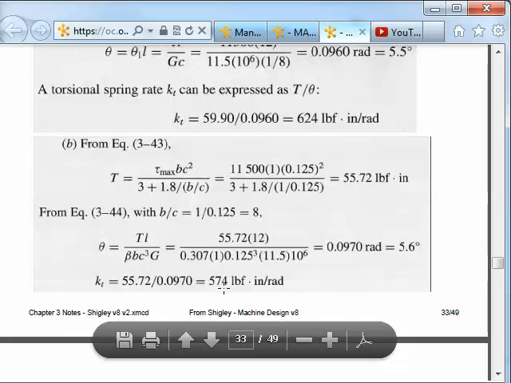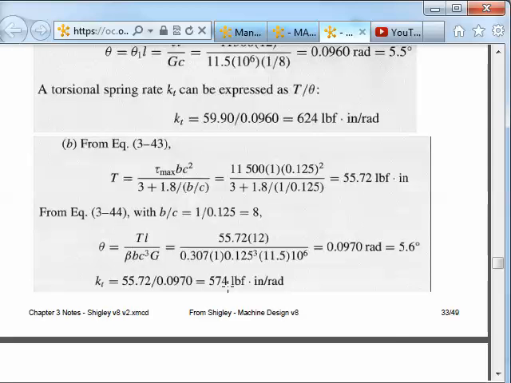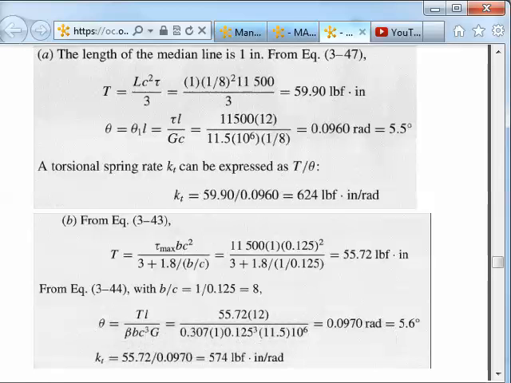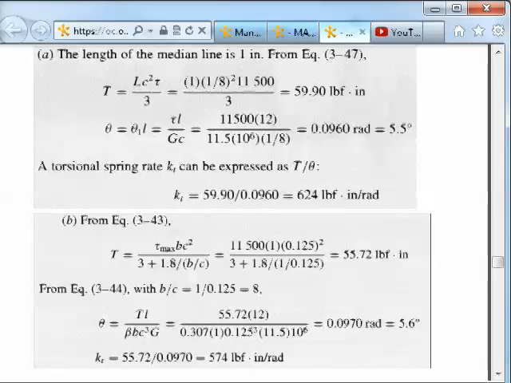and a slightly different spring rate, 574 as compared to 624. Okay, that's probably not what's most interesting about these equations. Let's go look at something else.